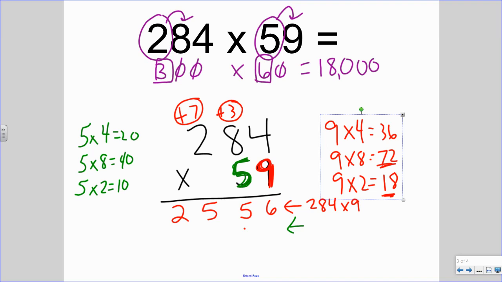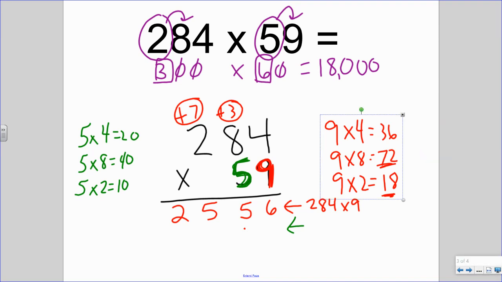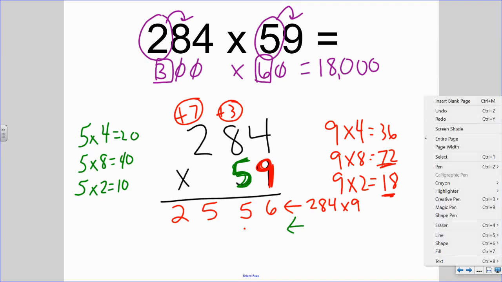So I know I'm going to leave my comma out for now. Try to get rid of that. I don't know how to. Okay, there we go. 284 times 9 is simply 2,556, leaving my comma out.